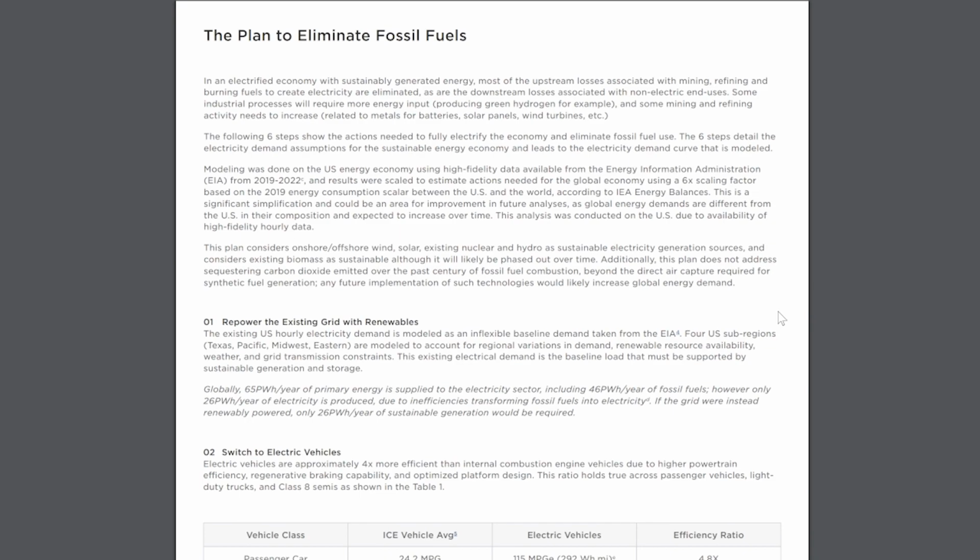Number 1 is repower the existing grid with renewables. Instead of having natural gas plants and coal plants, etc., we switch over to a lot of solar and wind, maybe some geothermal plants to make the energy economy sustainable. Number 2, switch to electric vehicles.